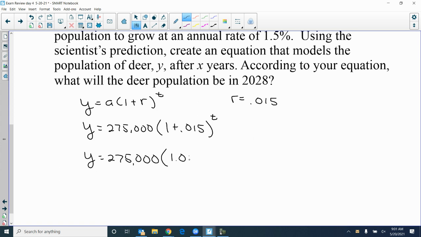You can just make it 1.015. What's it going to be in 2028? Well, what do we let t equal? Let t equal 10. Substitute that in. All right, go ahead and use your calculator.